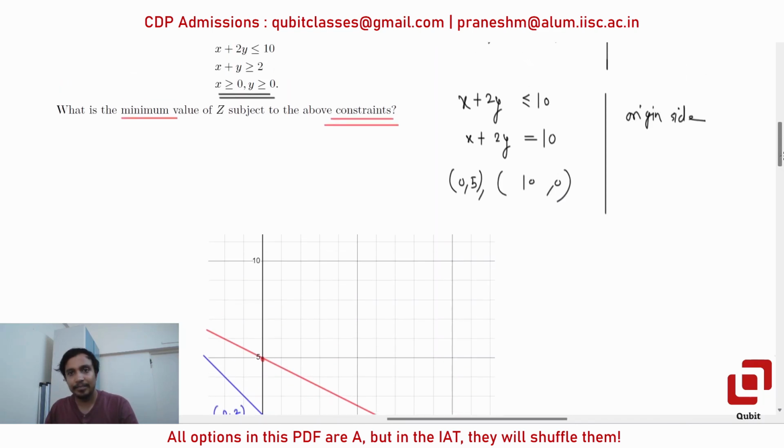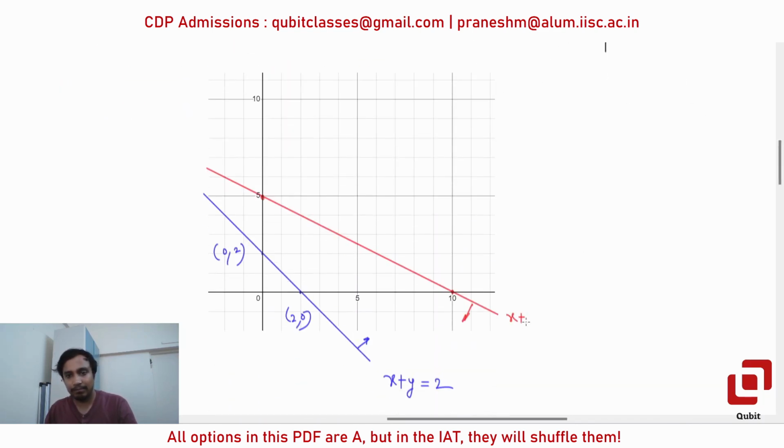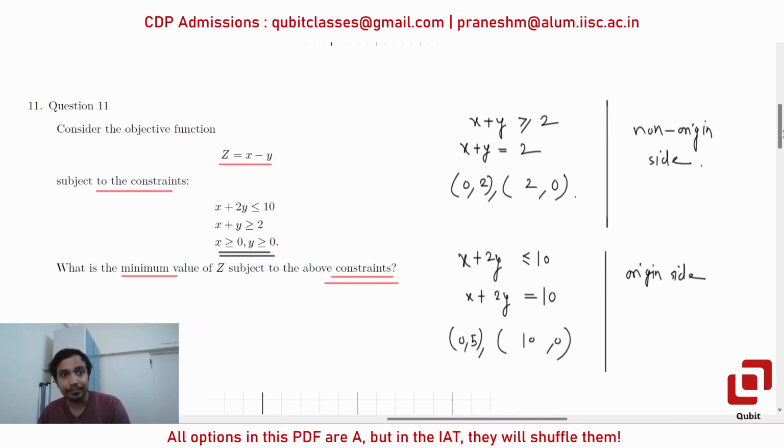Which equation is this? X plus 2y equal to 10, right? X plus 2y equal to 10. And what is the feasible region now? The feasible region is this green one. So you've got 4 vertices: 0, 2, 2, 0, this is 0 comma 5 and this is 10 comma 0.